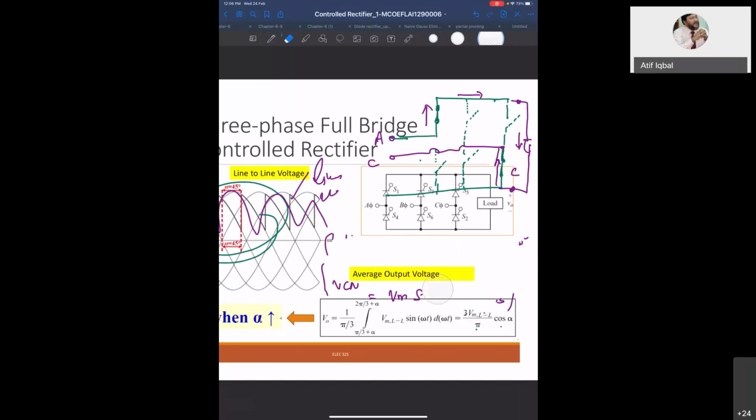Now, what are the line voltages? Line voltages will be VAB, VBC, VCA, VBA, VCB, and VAC. These are the six possibilities. AB, BC, CA, BA, CB, AC. So we will have these six line voltages.